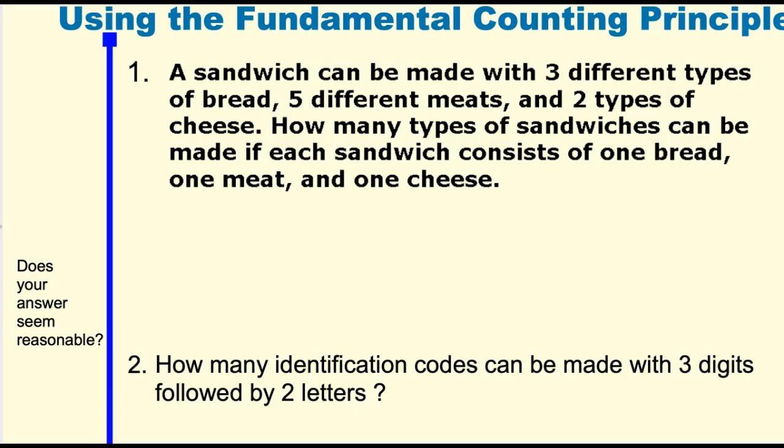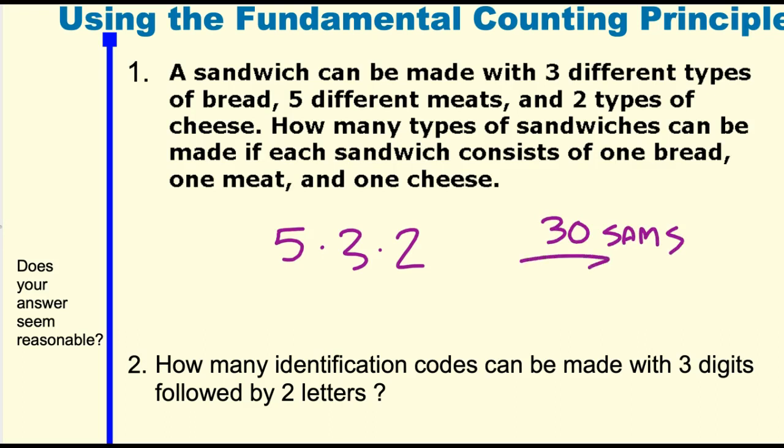Okay. Here are some different examples where you could use this fundamental counting principle. I'll let you do this one here. All right, so they came up with an answer, and it was 5 times 3 times 2, right? So 30 different Sammys. 30 different Sams. Makes sense. 5 choices of meat.